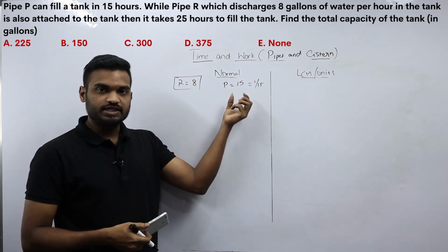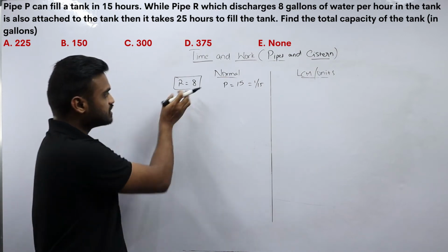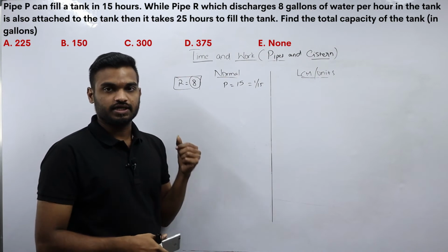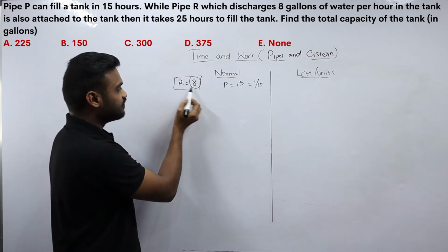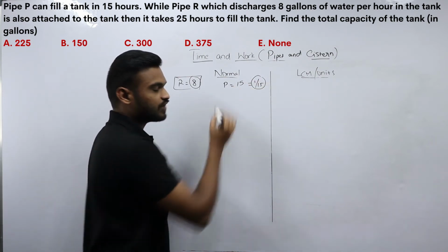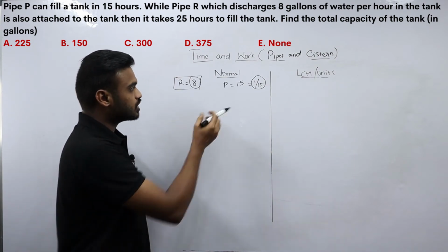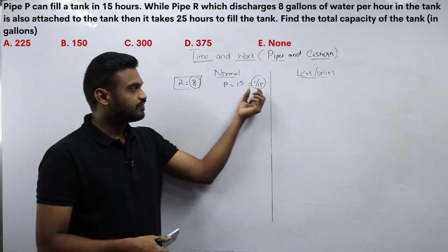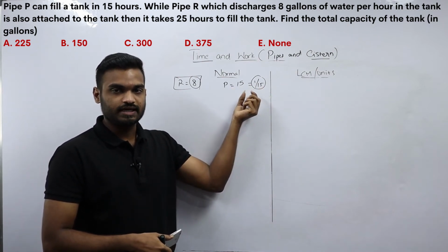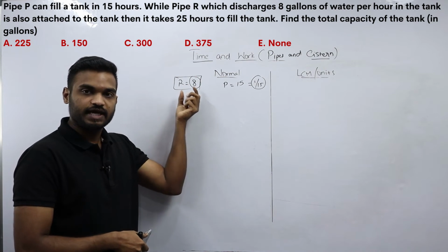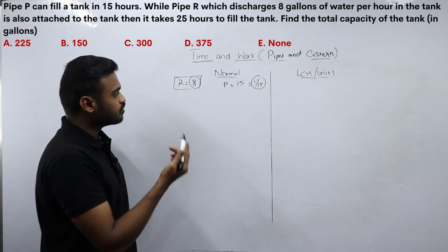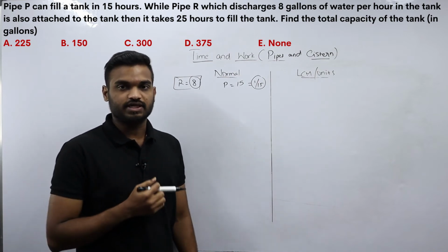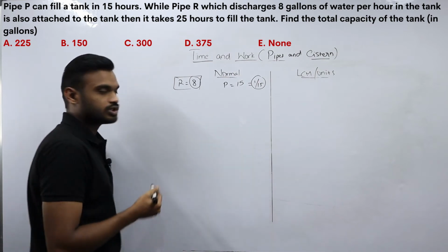Here P's efficiency is in the form of hours, but R's efficiency is in the form of 8 gallons of water. Okay. So they are both different. If I find R's efficiency in the form of hours, I can find the total capacity of the tank. I hope you are understanding. P's efficiency is 1 by 15 per hour, while R's is 8 gallons. But if I find R's efficiency in the form of hours, then I can find the total capacity of the tank. Now I will solve this so that you can understand.